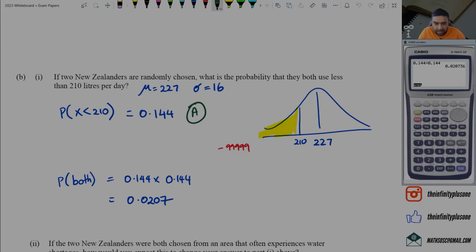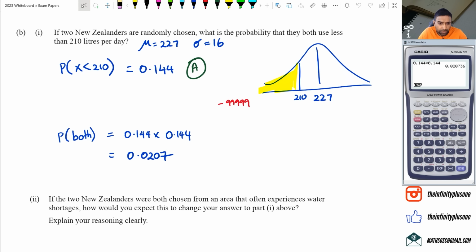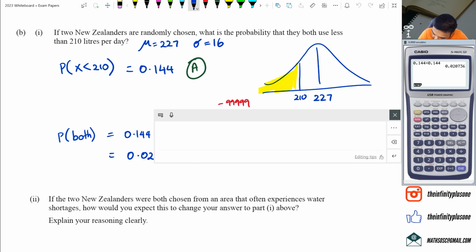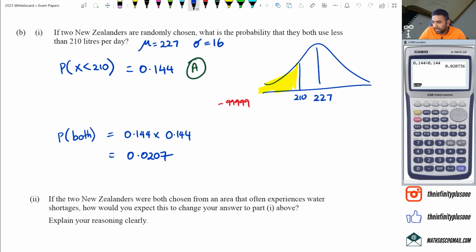So I'm going to go back to the second part of the question to have a look at that. If we look at this second part of the question, it says, what would happen if they were chosen from areas that experience water shortage? Now, if you think about it, if they experience water shortage, then the probability that they use less than 210 will actually be higher compared to New Zealand. So you'd actually expect this answer to be higher, and that's pretty much what I'm going to write down.